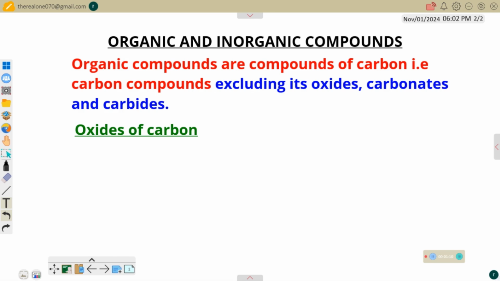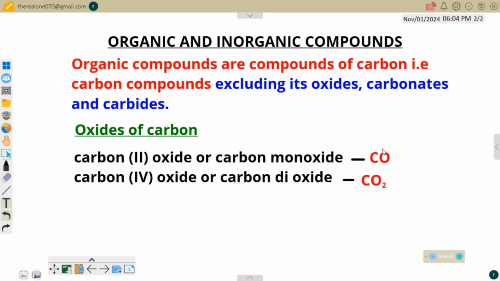Generally, carbon has two oxides. The first one is carbon(II) oxide, which is known as carbon monoxide. And the second one is carbon(IV) oxide, which is also known as carbon dioxide. The chemical formula for carbon(II) oxide is CO, while the chemical formula for carbon(IV) oxide is CO2. So these two are known as the oxides of carbon, and they are not studied under organic chemistry.